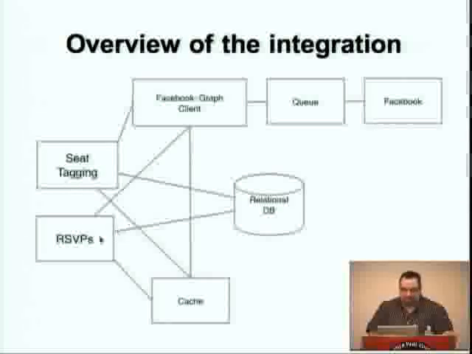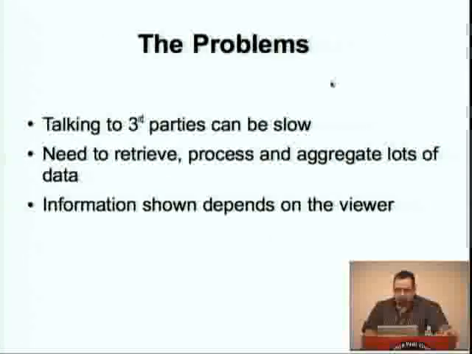And basically, the same thing applies for the RSVP module. We go to Facebook to get data, so we can display, okay, are any of your friends going? And who are your friends? So you can select, in the case of tagging, for example, when we display the dialog that allows you to associate one of your friends to a seat, we need to know who your friends are. So we need to go to Facebook and pull that data for you. So again, this is the very high-level view of the integration.